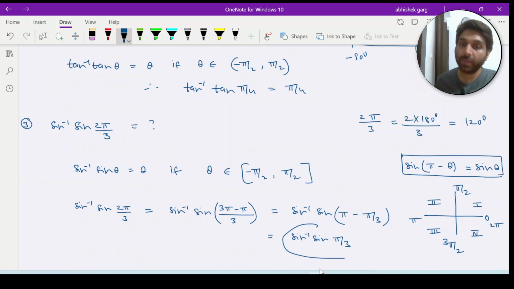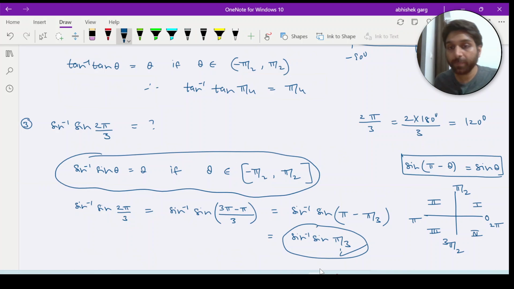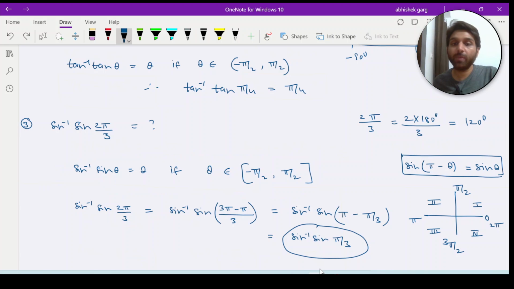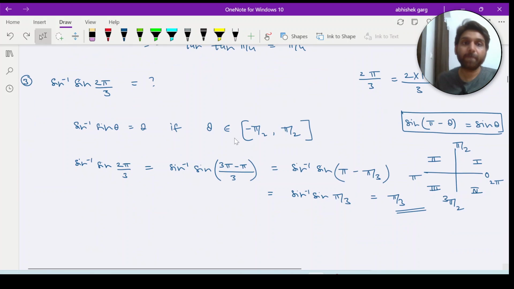Now we can apply this property, because pi upon 3 lies in this particular range. It lies between minus pi by 2 and pi by 2. So what will be our answer? Our answer will be pi by 3. So whenever you come across questions where the given angle is not in the range specified here, we always have to do an adjustment to be able to arrive at the correct answer. Now let us take one more example here.